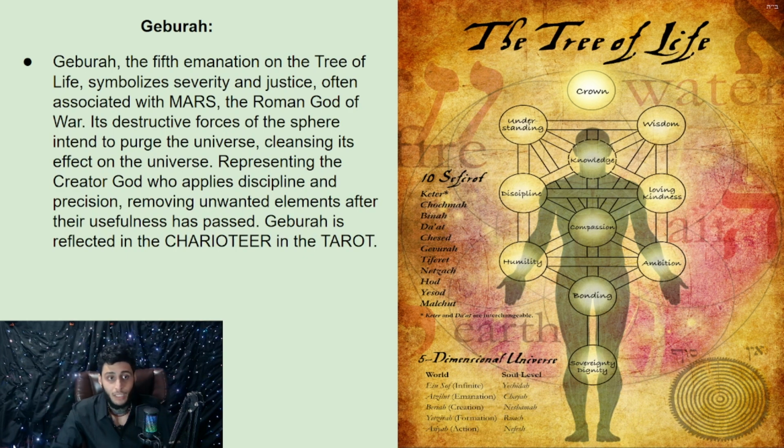Now we get into the Gebura. The fifth emanation on the tree of life symbolizes severity and justice, often associated with Mars, the Roman god of war. Its destructive forces of the sphere intend to purge the universe, cleansing its effect on the universe, representing the creator god who applies discipline and precision, removing unwanted elements after their usefulness has passed. Gebura is reflected in the charioteer in the Tarot.